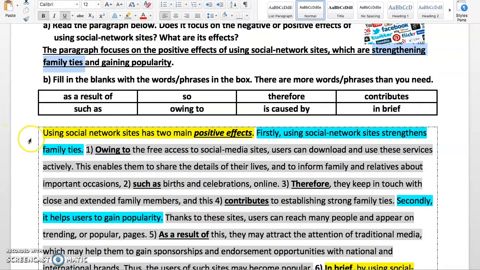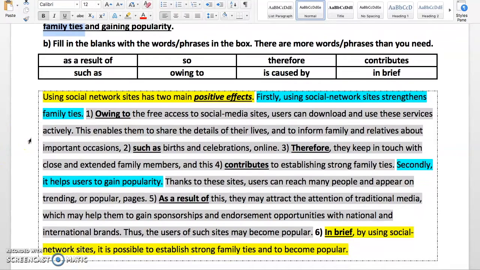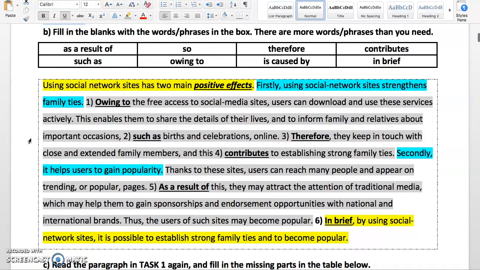Okay. So we have the full paragraph and I colored the majors and minors differently. Let's have a look at some blanks together. For example, in the first blank, we used owing to the free access to social media sites. So as you see, that's not a full sentence, right? We don't use a full sentence after owing to. What else can we use instead of owing to? Let's remember, because of or due to, right?